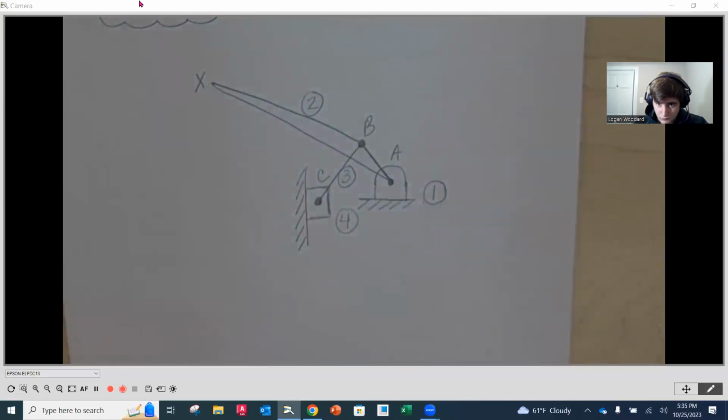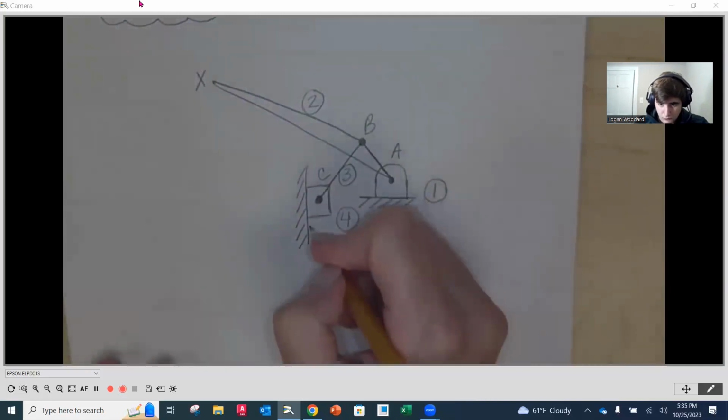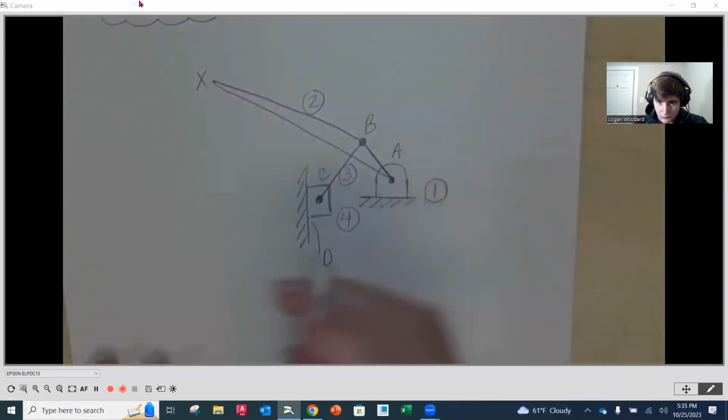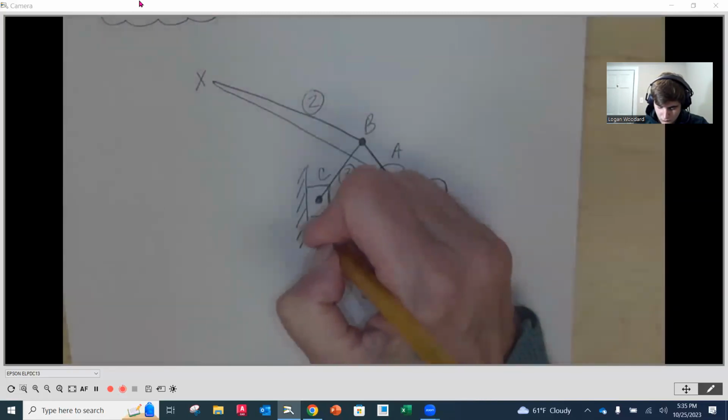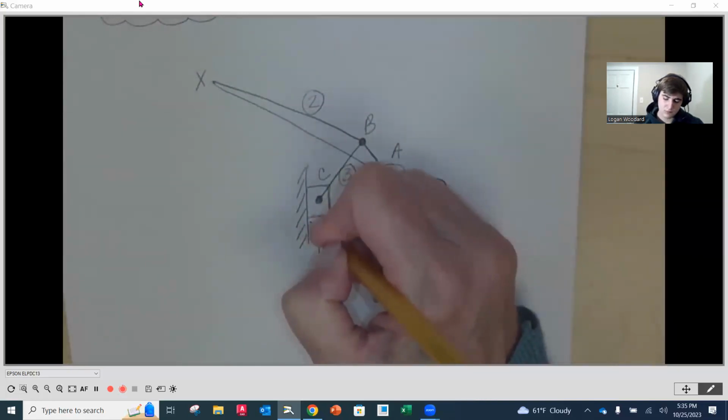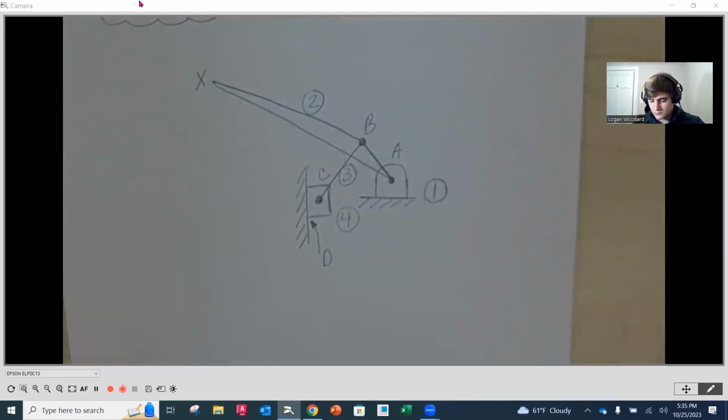But there's one more joint. The last joint that we have, remember, there's a pin joint. That's what we just identified here, A, B, and C. And then there's also a sliding joint. Exactly. So this, I like to point to it, and I'm going to call that D. Put a little arrow there. Or if you want to sneak it in right next to it, that's totally fine too. But don't forget about that fourth joint.